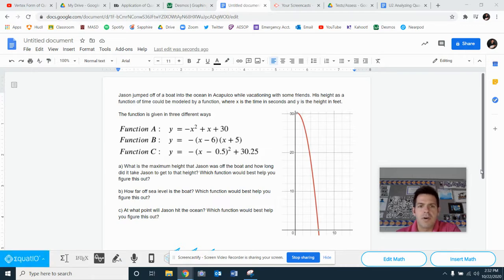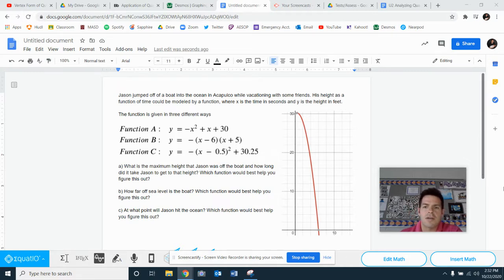Jason jumped off a boat into the ocean in Acapulco while vacationing with some friends. His height as a function of time could be modeled by a function where x is the time in seconds and y is the height in feet. So the function's given to us three different ways: function A, function B, and function C. They're all the same exact thing. They just appear differently. They're in different forms of our quadratic functions.